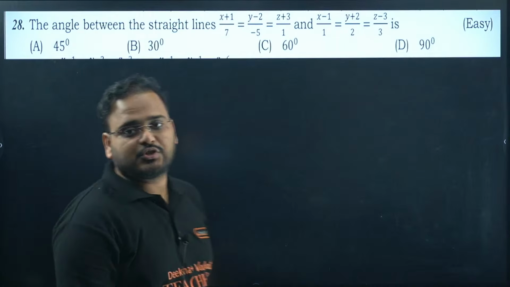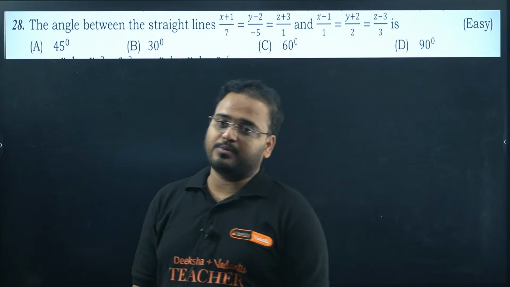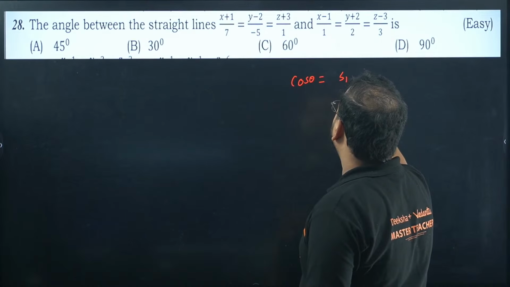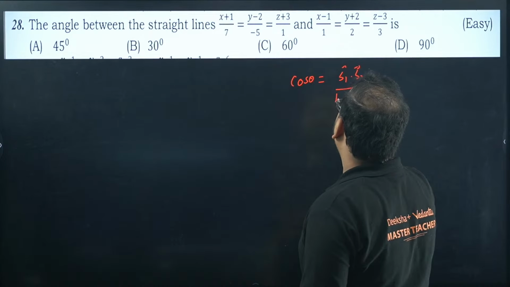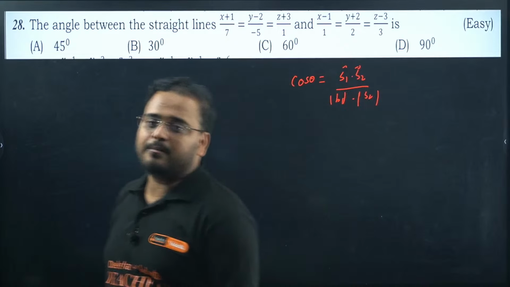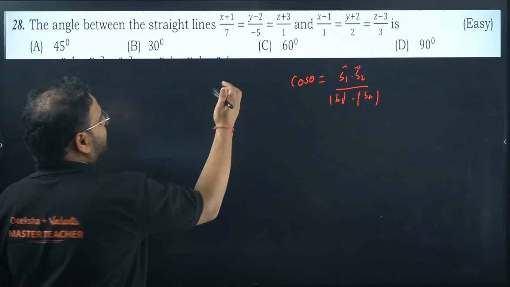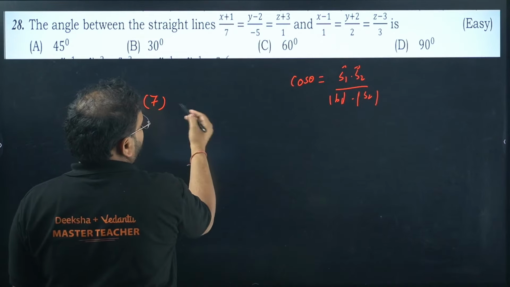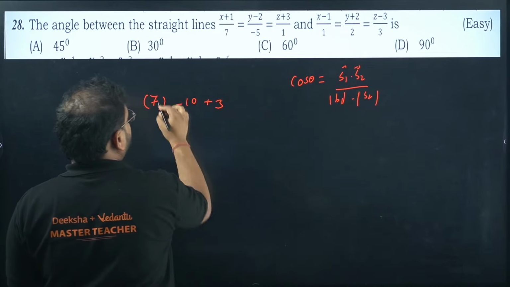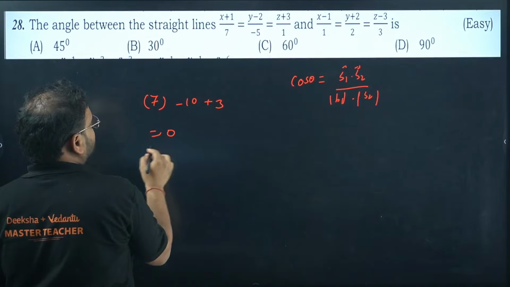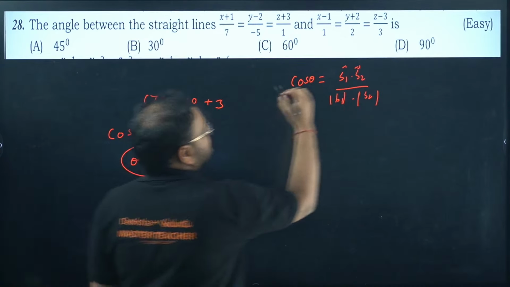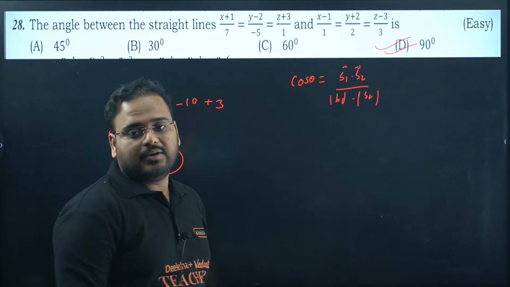Next, 28th question. The angle between the lines given like this is going to be what? So what's the formula of angle? We have cos theta equals b1 dot b2 upon mod of b1 into mod of b2. So always start with b1 dot b2. You'll have some value. 7 into 1 is 7. Minus 5 into 2 is minus 10. And we have plus 3. Answer is coming as 0. So cos theta is 0 means theta has to be 90 degrees. Answer is perpendicular, option D.